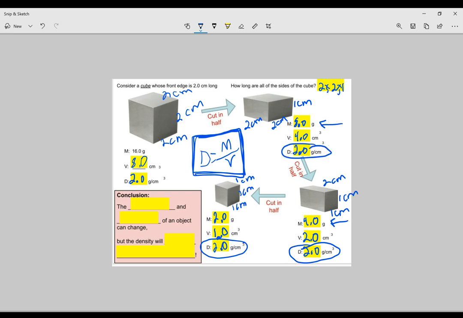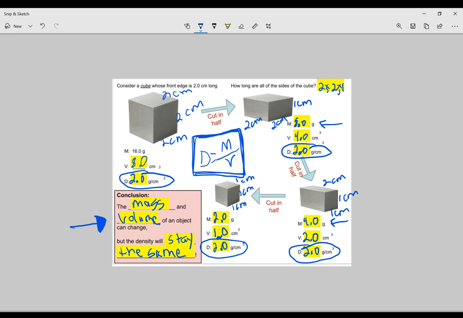2.0, 2.0, 2.0. It does not matter how many times I cut this object in half, the density will always be 2.0 grams per cubic centimeter. So the conclusion says that the mass and the volume of an object may change, but the density will stay the same. So this is a very important concept. Density stays the same. No matter how many times we cut something in half, the density stays the same because it is a property of that object.